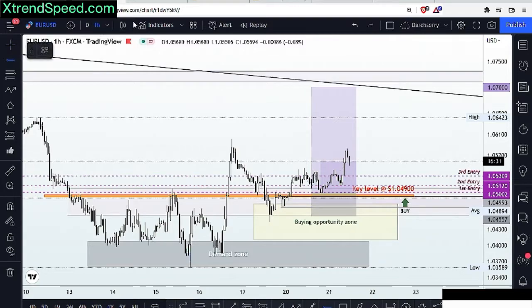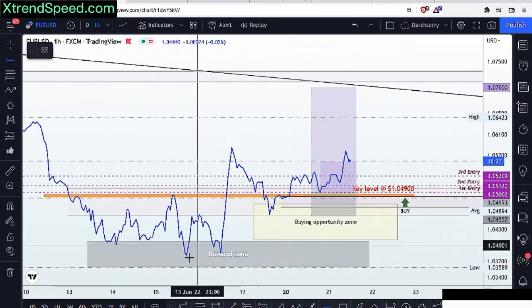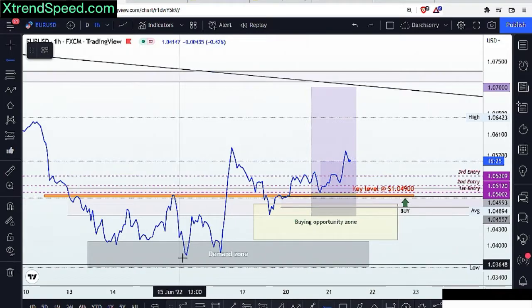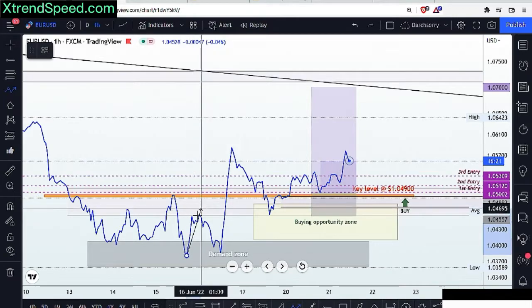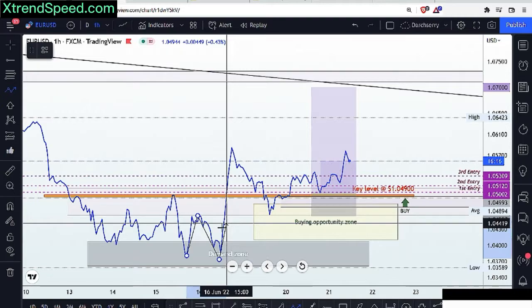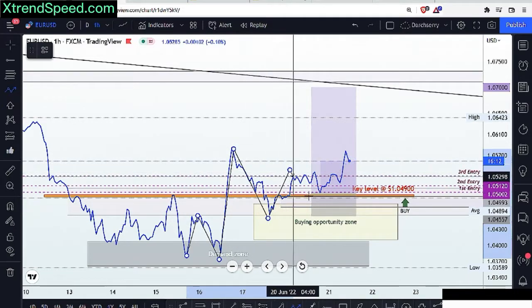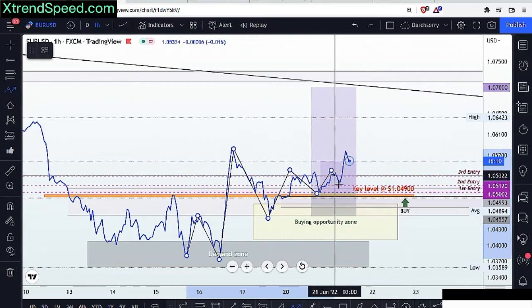So if we bring out our line chart at this point, it is pertinent that we identify what I will call a bullish trend line at this point, as I can see that price has been finding higher lows since, I think, the 16th of June. As you can see, we had a higher low again. We had another higher low.